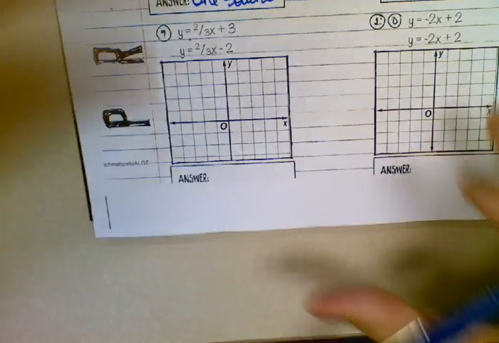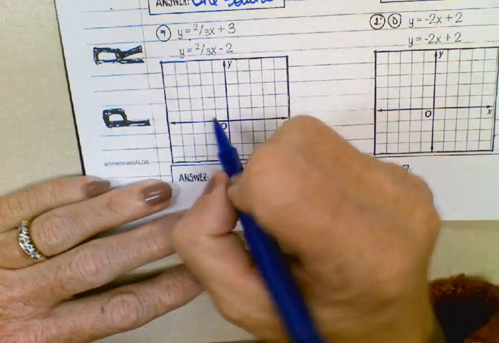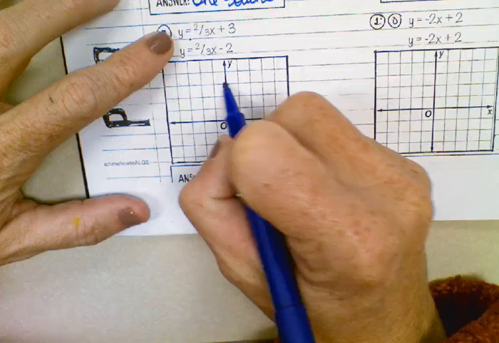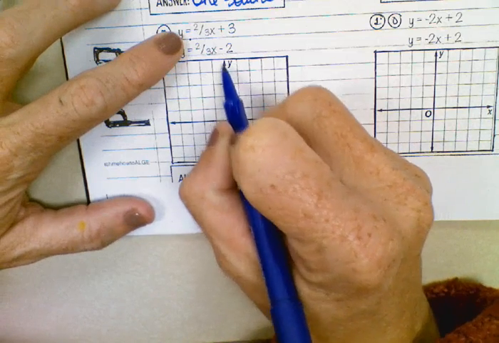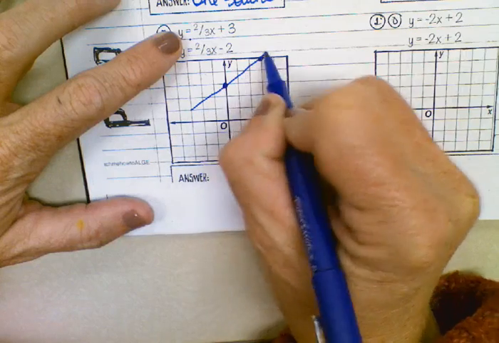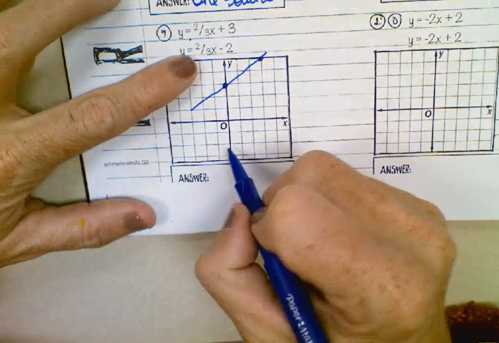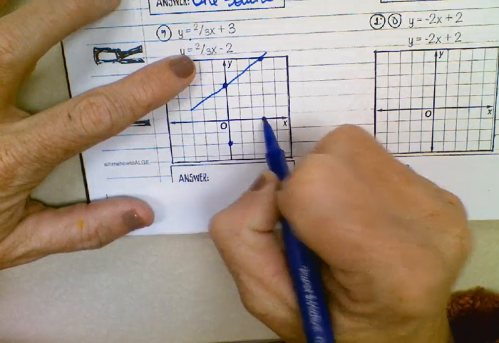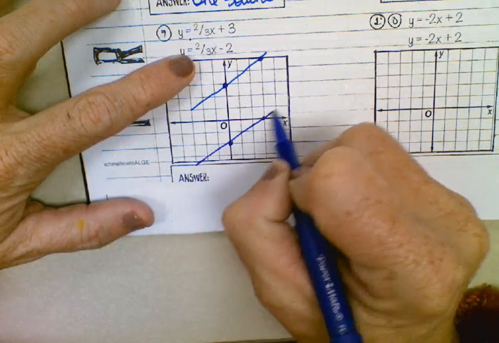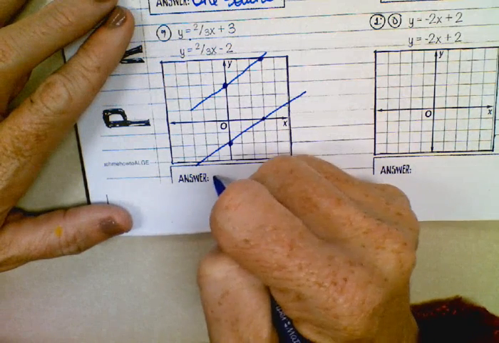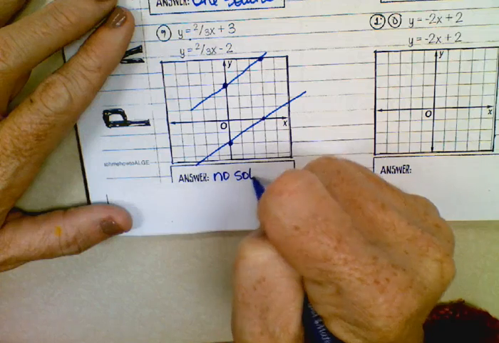Number 9, for my first equation, my y-intercept is 3, and from there I'm going to go up 2 and over 3 because that's my slope. My second equation, I'm going to begin at negative 2, and I'm going to go up 2 and over 3. My parallel lines are never going to cross, so I have no solution.